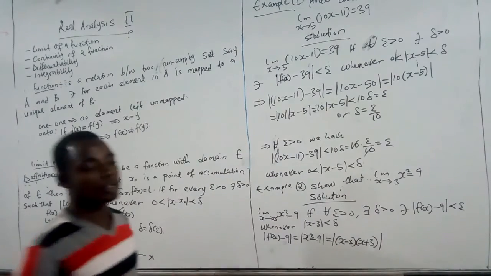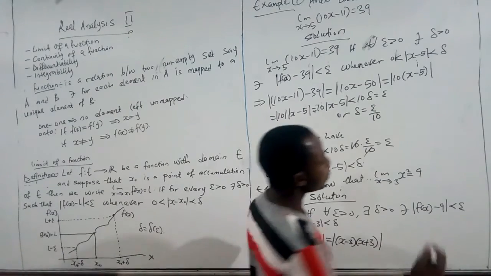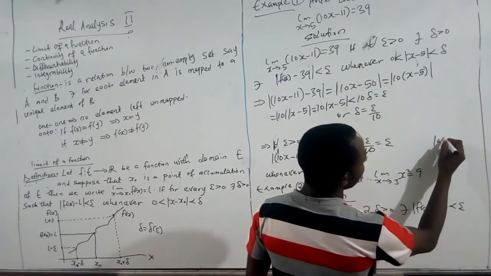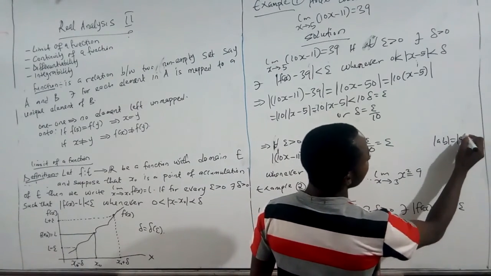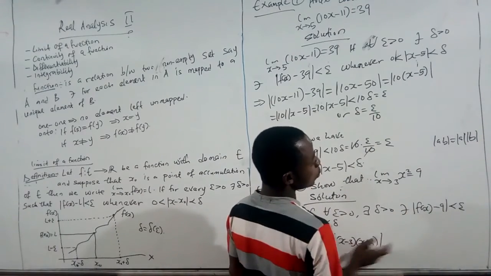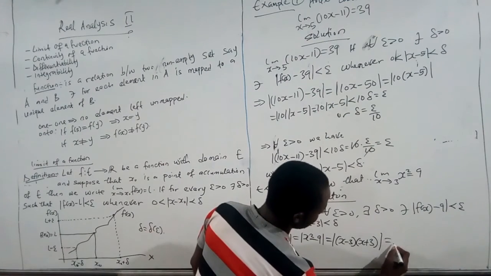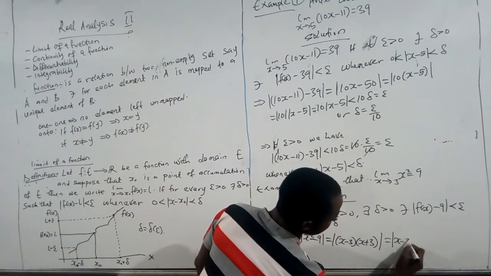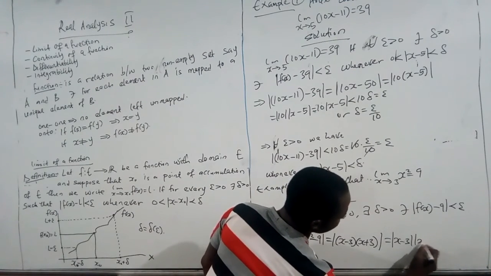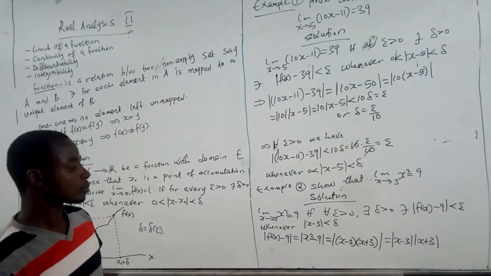So we can write this one. And by splitting the absolute value, we say the absolute value of AB is equal to the absolute value of A times the absolute value of B. So we can split this one into two. Therefore, this is equal to the absolute value of x minus 3, then the absolute value of x plus 3.